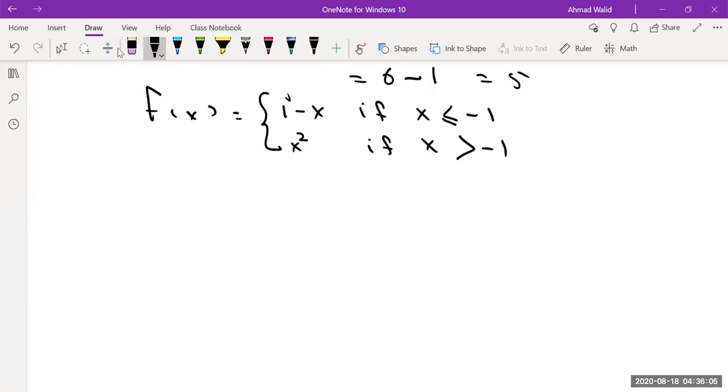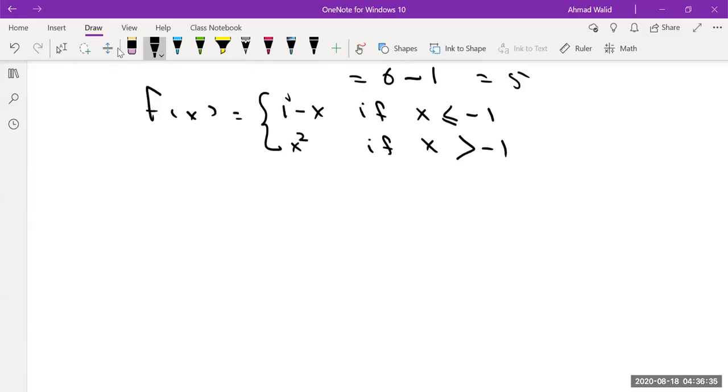These types of functions that you see here, we call piecewise defined functions, which you studied in college algebra, pre-calculus, and also intermediate algebra. We call these types of functions, f of x equals 1 minus x, f of x equals x squared, piecewise defined functions.